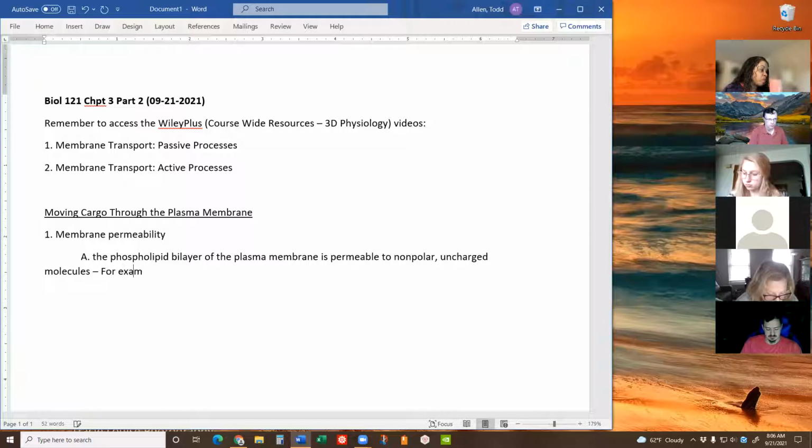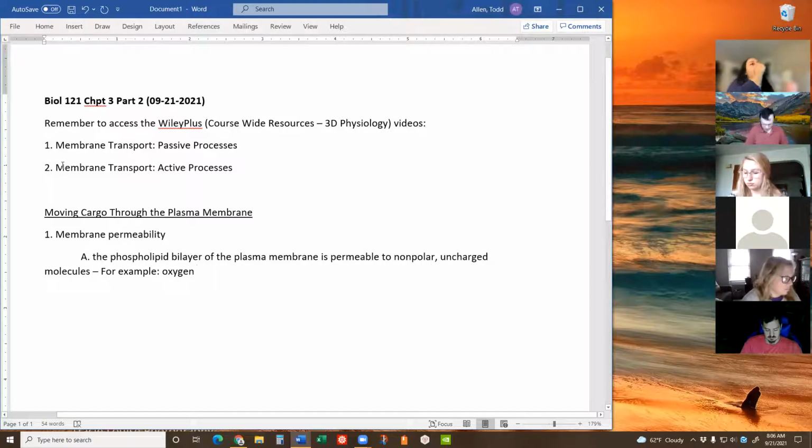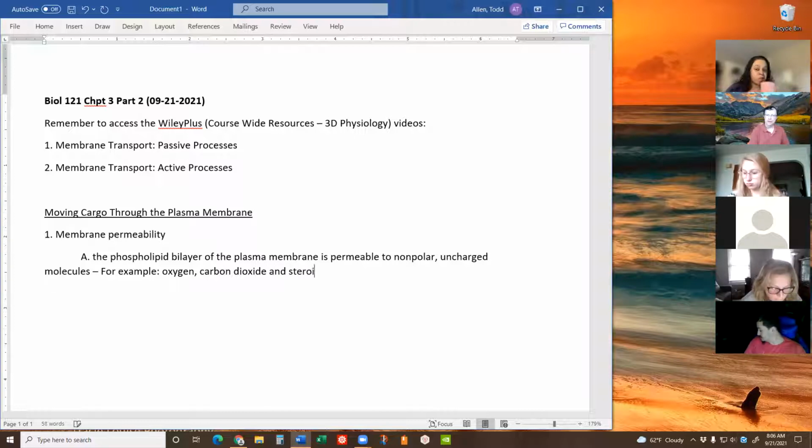For example, what would be examples of nonpolar, uncharged molecules? Well, let me give you a couple here. Oxygen. Okay, oxygen. So oxygen, carbon dioxide, and even things like steroids. Okay, steroids, remember, are a category of lipid, and so they are biochemically compatible with the lipid chemistry of the plasma membrane, so they can sneak through pretty easily. Okay, so let me ask a question in the chat window.